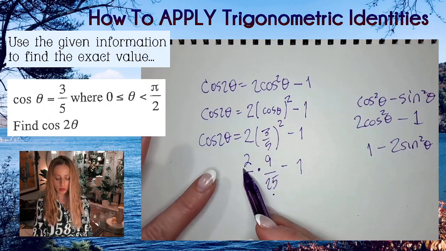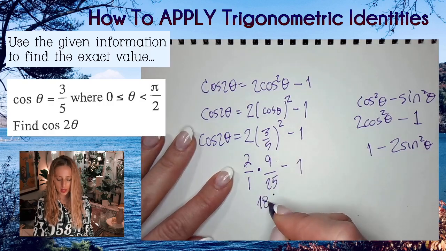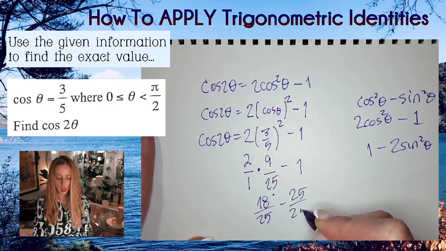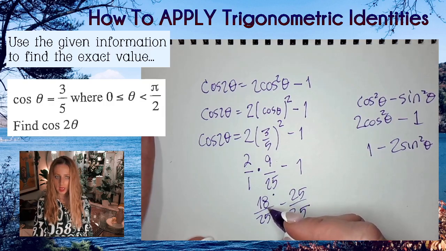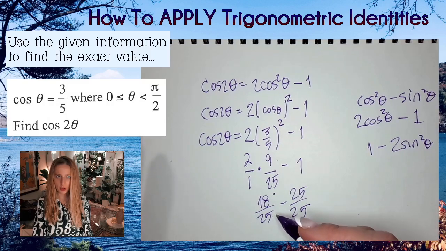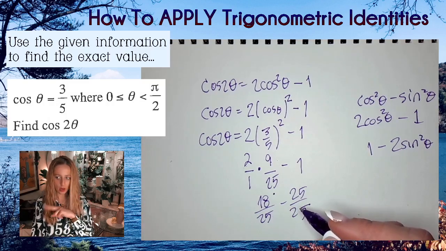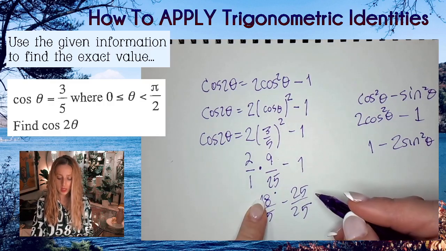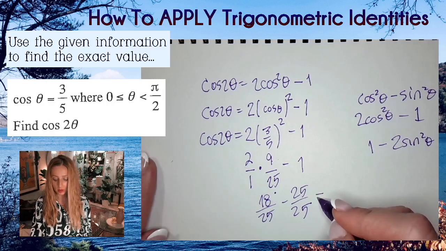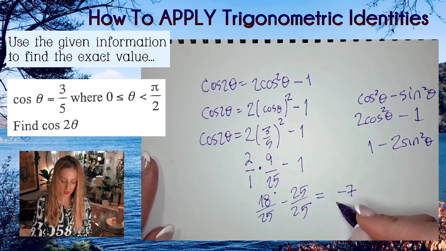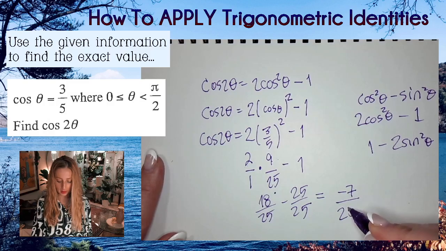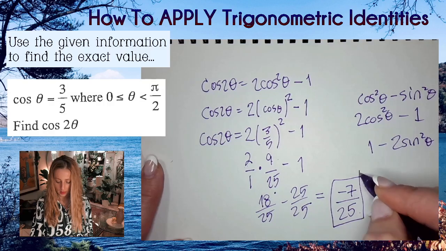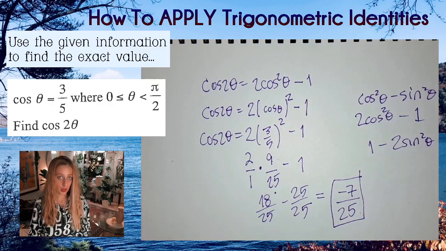So 9 times 2 is 18. 18 over 25 minus 1, which is really 25 over 25. 18 minus 25. How far is 18 to 20? 2. How far is 20 to 25? 5 more. 2 and 5, 7. Smaller number minus a bigger number, negative. Just going over some common sense, since some people need a little help. I'm not judging. And there you go. Negative 7 over 25. I hope you got that right.